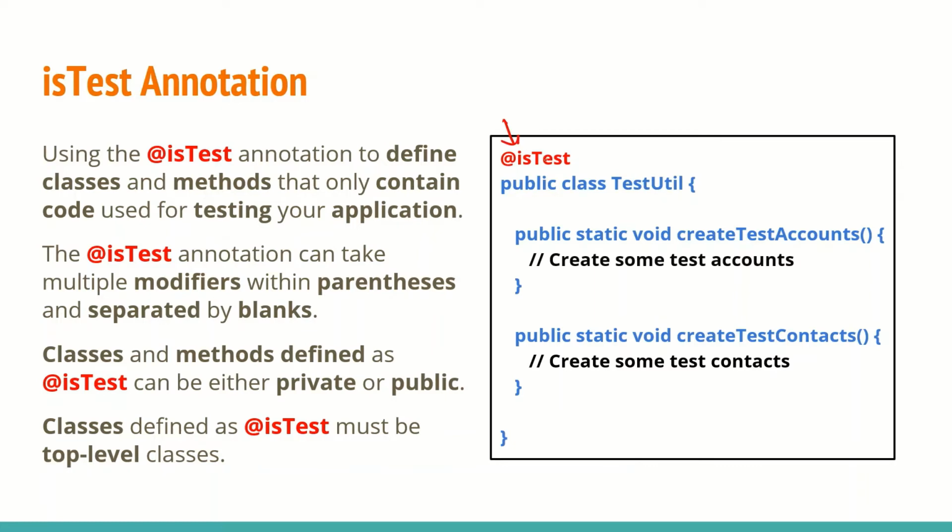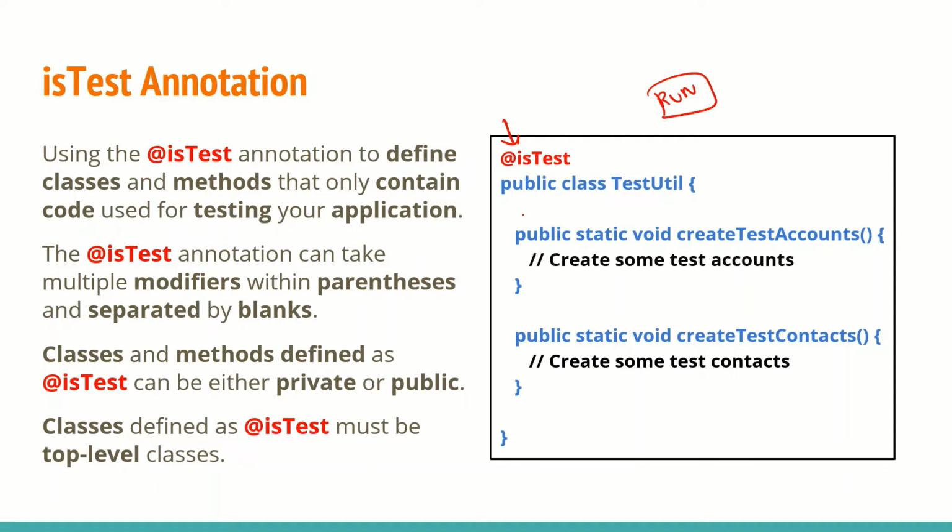Then it will treat this particular class as a test class. Then you will get that particular run test button. Public static void, create test accounts. Then you can have multiple methods. You can annotate the methods with @isTest to define that particular method as a test method.